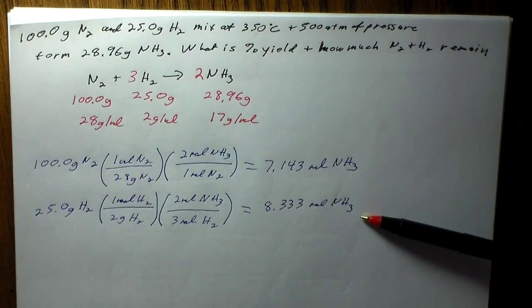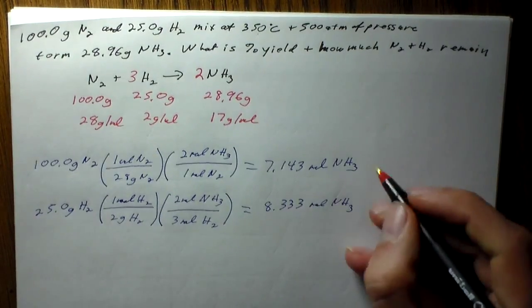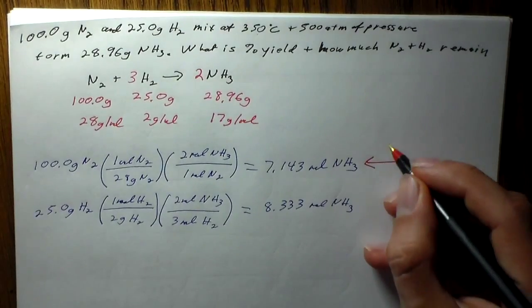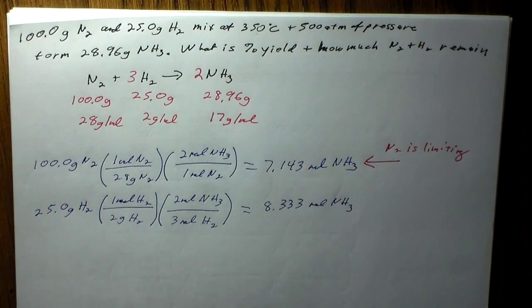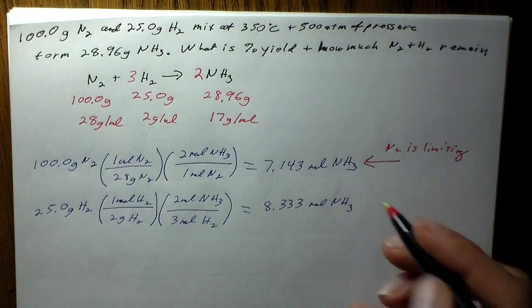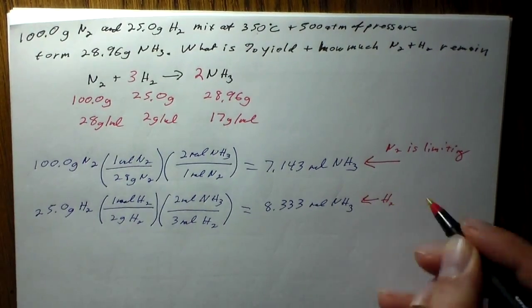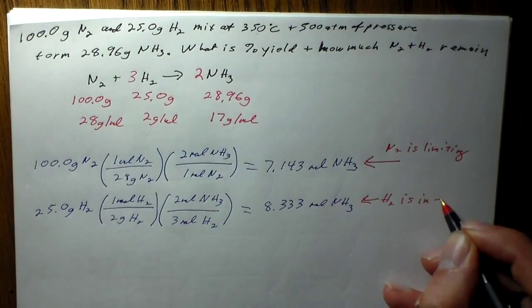Of course, since we're dealing with a limiting reagent, we go with the one that produces the least amount. So right here, this means that my nitrogen is limiting. So my nitrogen here is limiting because this is the smaller one. So that means if nitrogen is limiting, that means, of course, that my H2 is in excess.